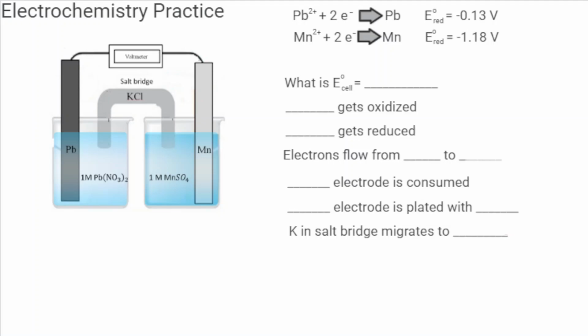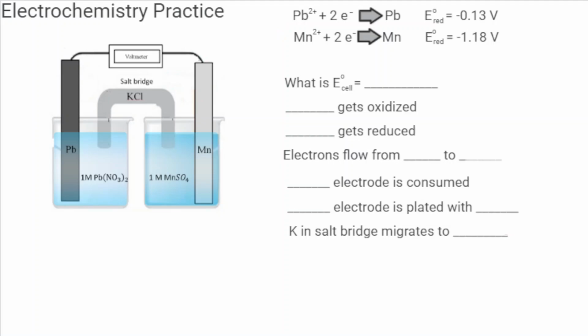If you're ever given an electrochemical cell, the first thing you want to do is figure out where your electrons are coming from. So we can look at our two half reactions, where we have lead and lead 2 plus, and manganese 2 plus, and we're given their standard reduction potentials. Whenever you have an electrochemical cell, you always have to have a reduction reaction and an oxidation half reaction. So we're going to need to change one of these two reactions to become an oxidation reaction.